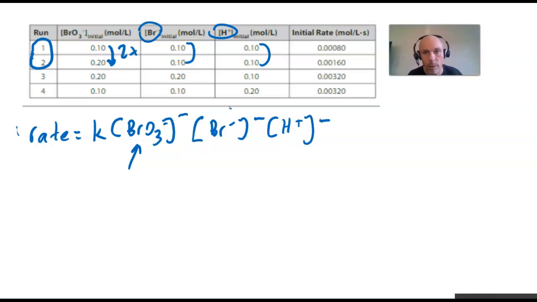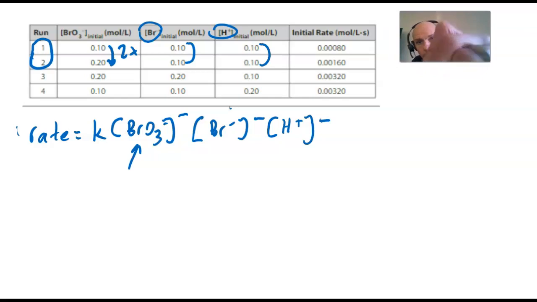We then go over and look at the initial rate and see what the change in the initial rate is. And going from 0.0008 to 0.0016 is a 2-fold increase as well. 0.0016 divided by 0.0008 is 2. When the change in the concentration is the change in the rate, that's a linear relationship. It's first order. So the order with respect to bromate is first order. We can put a 1 in there.